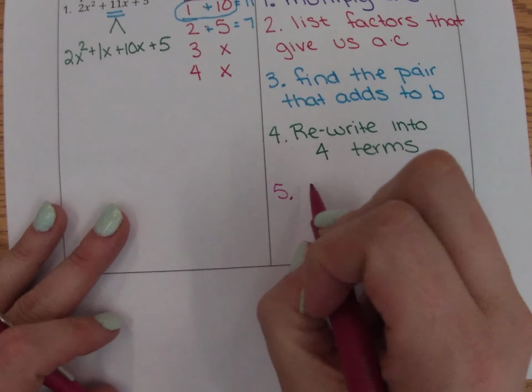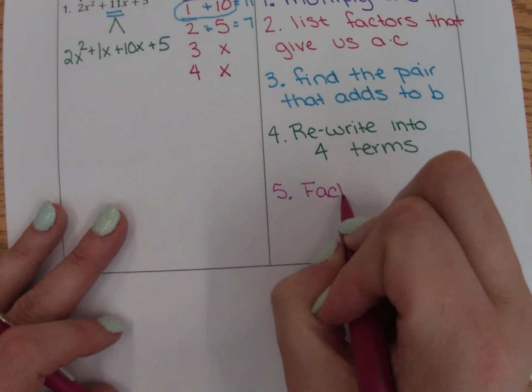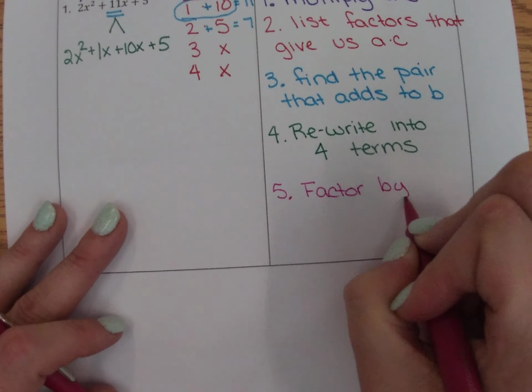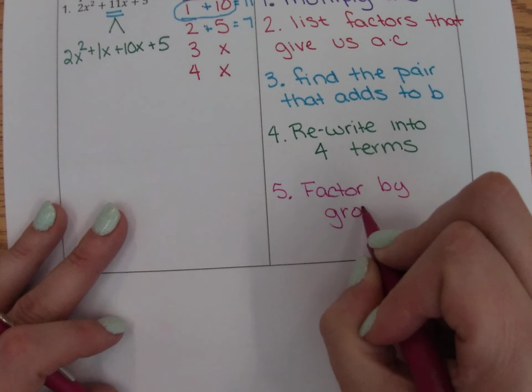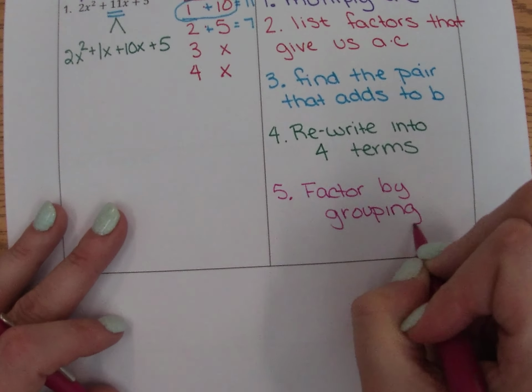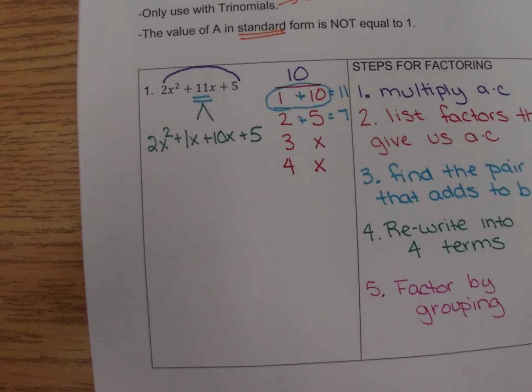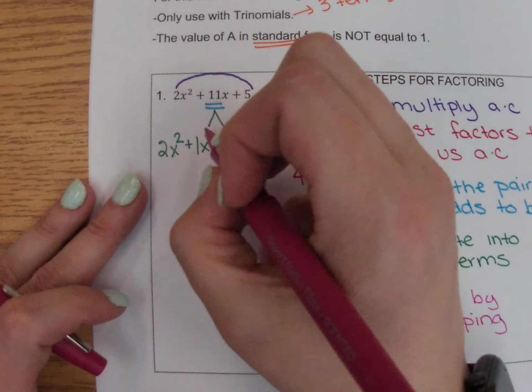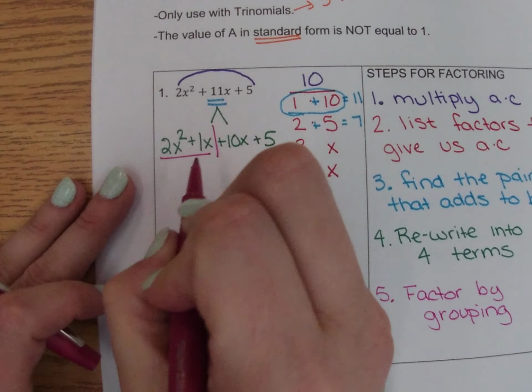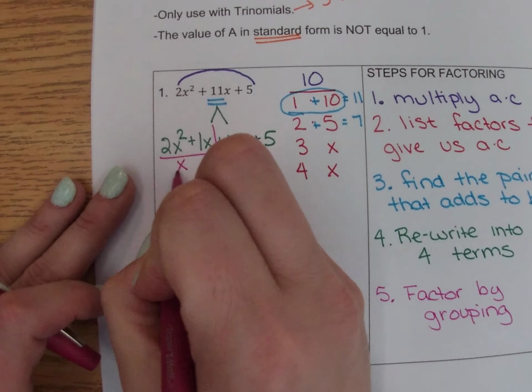My next step is now going to be to factor by grouping, which we've already talked about how to do. So if you're not sure how to factor by grouping, you're going to need to go back and watch the old notes over how we factor by grouping. But factoring by grouping says I'm going to split this in half. I'm going to factor my GCF out of the left.